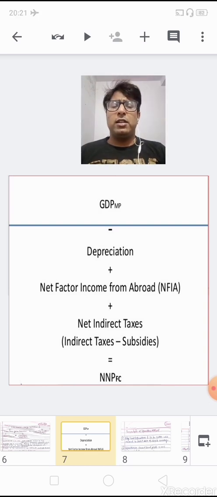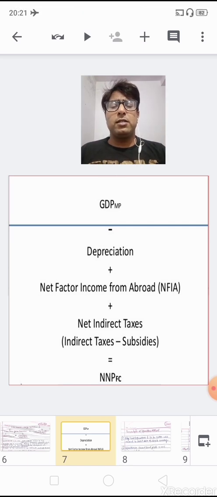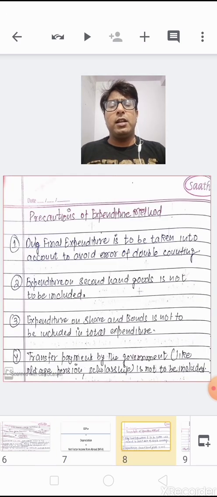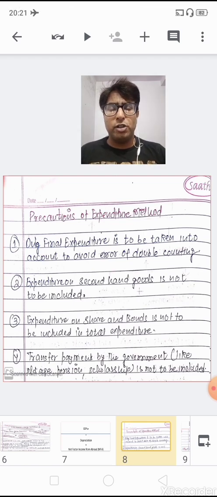So children, I have already explained to you, if net indirect taxes is not given in the question, then the indirect taxes as well as the subsidies must be given. So you have to subtract the subsidies from the indirect tax, and you will get the value of net indirect taxes. So children, there are also some precautions for this expenditure method.